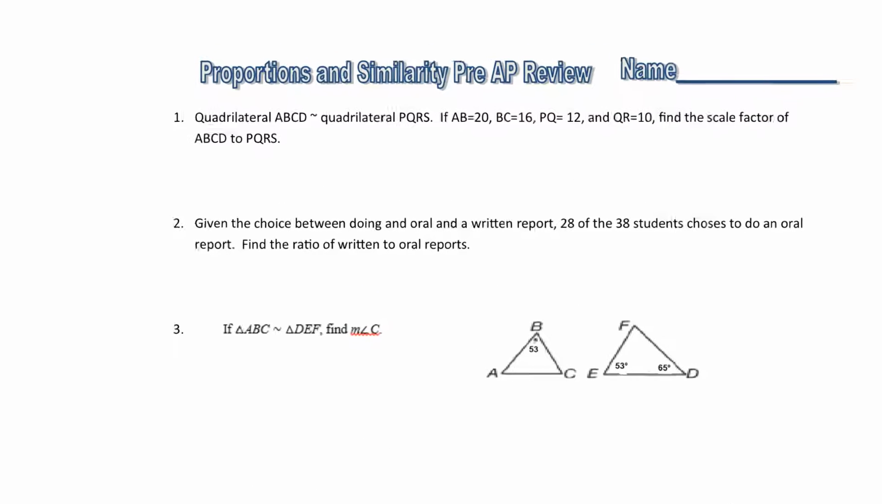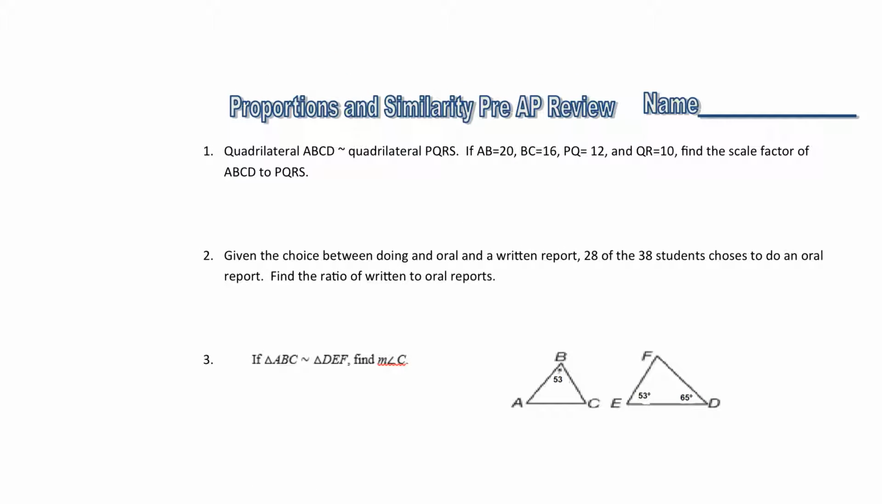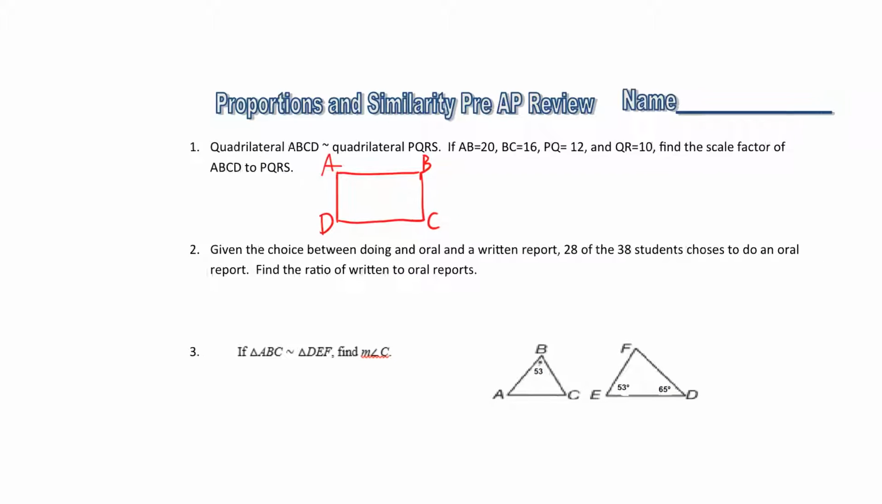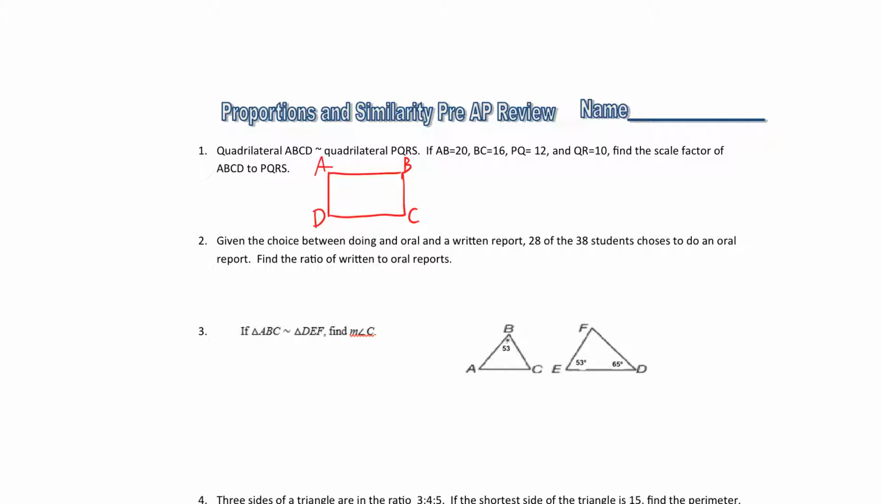Okay, so number one, we have two quadrilaterals here, quadrilateral ABCD. The first thing I want to do is just draw this. I've got quadrilateral ABCD, and PQRS looks like it's going to be smaller, so I'm going to draw it a little bit smaller. Okay, it says that AB is 20, BC is 16, PQ is 12, and QR is 10.